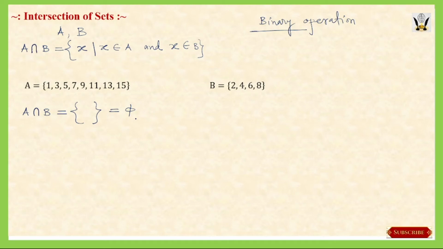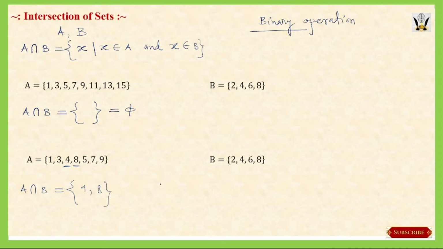Now we will see another example. Here A, the first set, has 7 elements and the second set has 4 elements, and we can see that between A and B we have 4, this element common, and also 8 is common between A and B. So when we perform intersection between these two sets, in the new set we will have these two elements. So this is how we perform the intersection of two given sets.